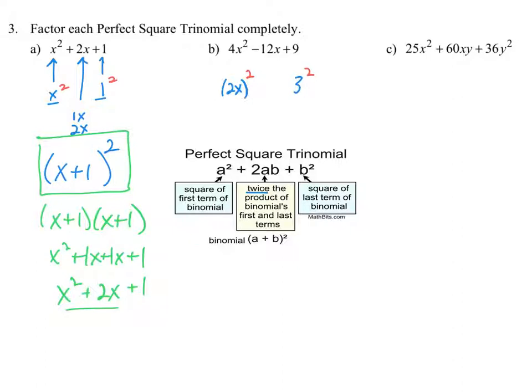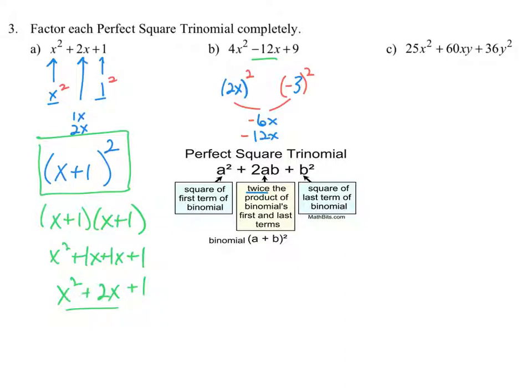And if we take the product of 2x and 3, we get 6x. And then when you double it, you get 12x. But we want to make sure that middle term is a negative sign, so we can look at negative 3 raised to the second power is a positive 9. So the product of 2x and negative 3 would be negative 6, and twice that would be negative 12, which is what the middle term is in our problem.